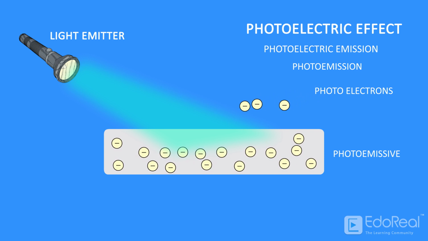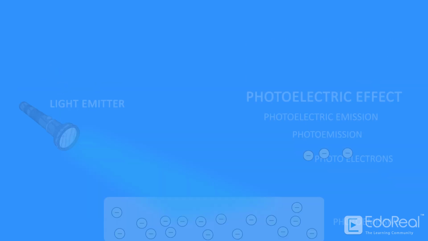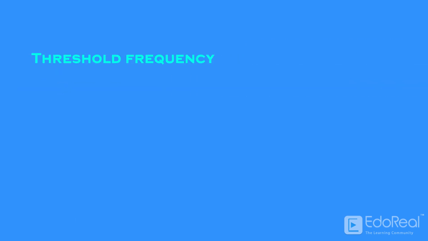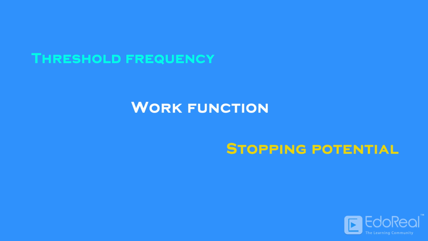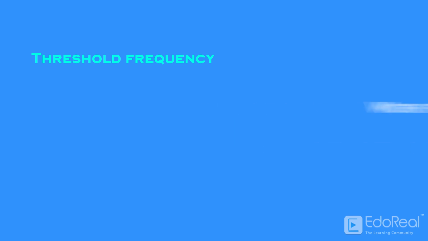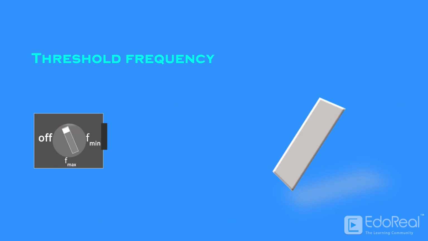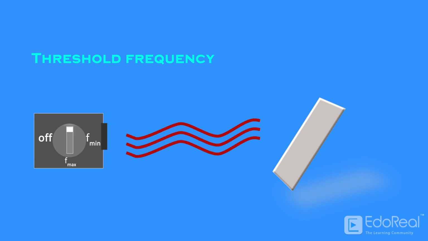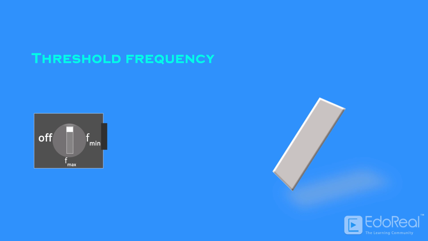In this experiment, we are going to understand the following terms: threshold frequency, work function, and stopping potential. Threshold frequency: the minimum frequency at which photoelectrons are emitted is called the threshold frequency. Below this frequency, whatever the intensity of light may be, no photoelectrons are emitted. This frequency is also called the critical frequency. This is different for different metals.